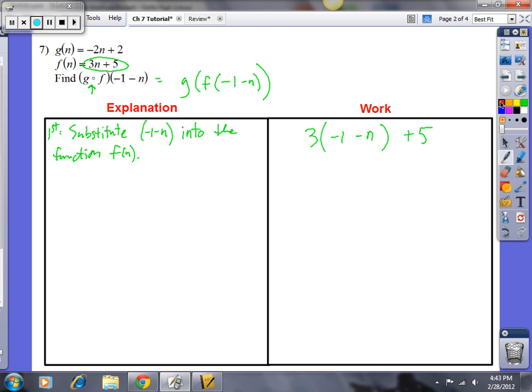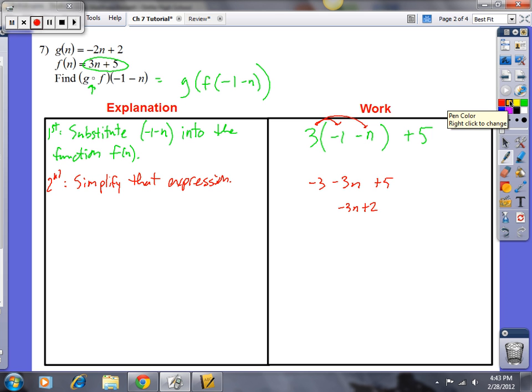Okay, step 2. What do we need to do? Second, we need to simplify that expression. So you're going to do your distributive property. You're going to end up with a negative 3, and you're going to have a negative 3n plus 5. So after you simplify again, you're going to end up with the negative 3n plus 2. Okay.